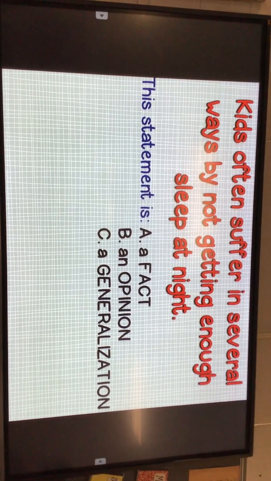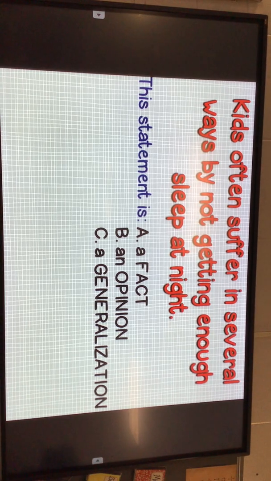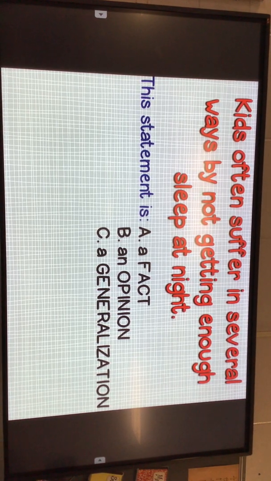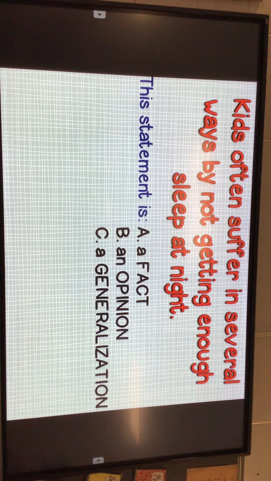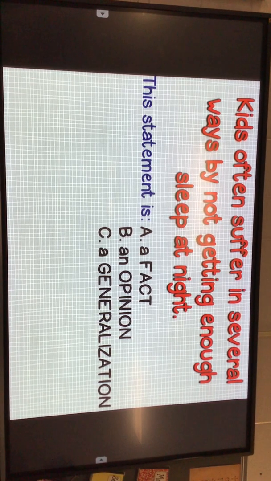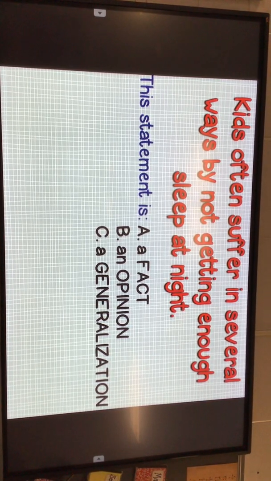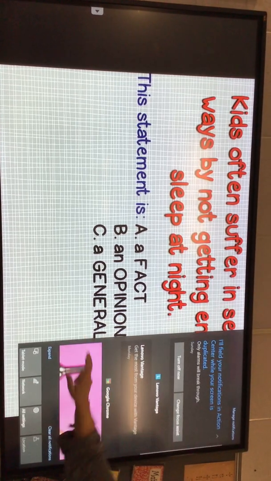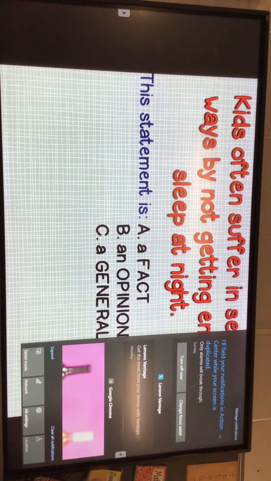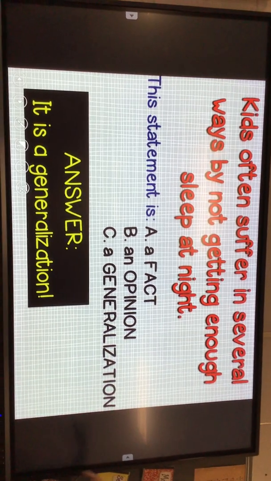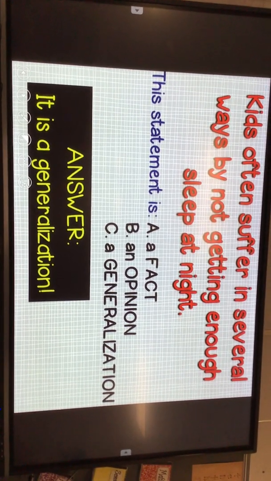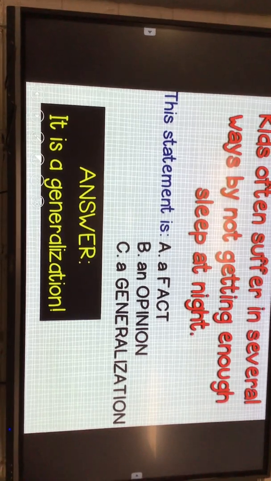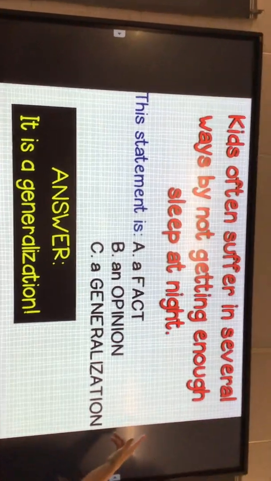Is it a fact? Is it an opinion? Or is it a generalization? I'm seeing still some, okay. This one. Okay, this is a generalization. Now, why is this a generalization? It says often. Okay, often.